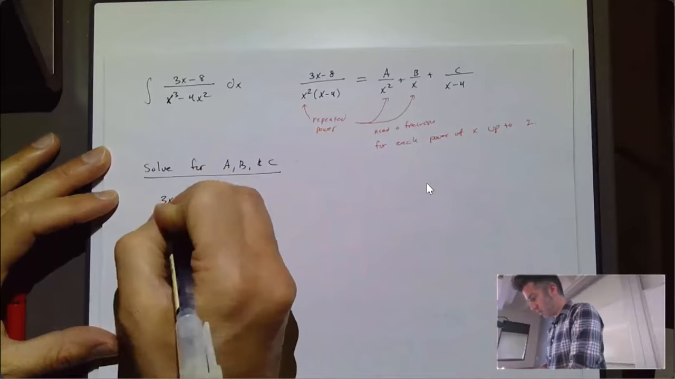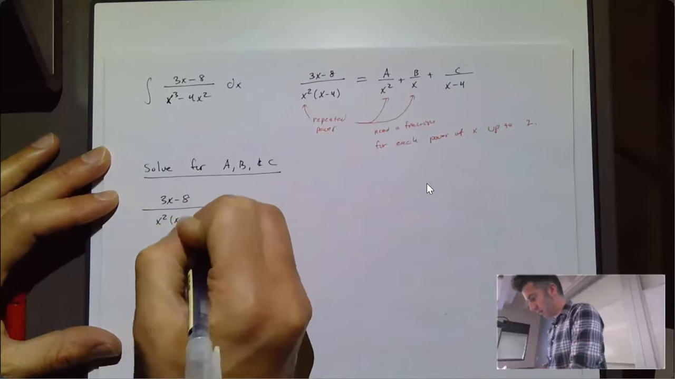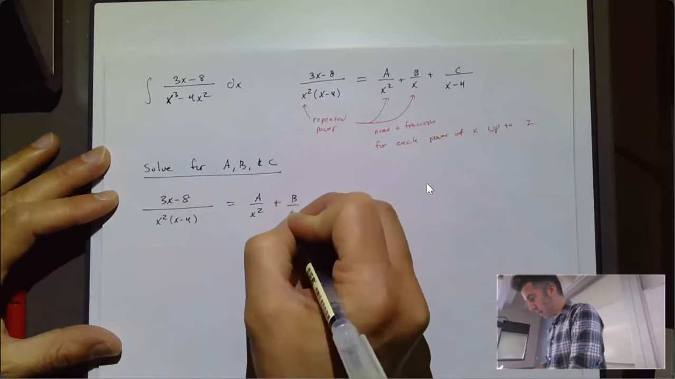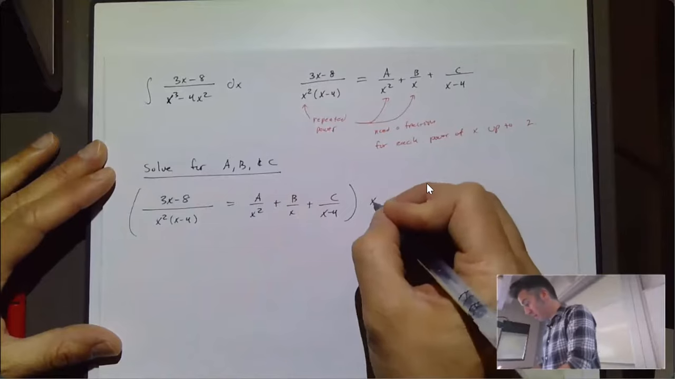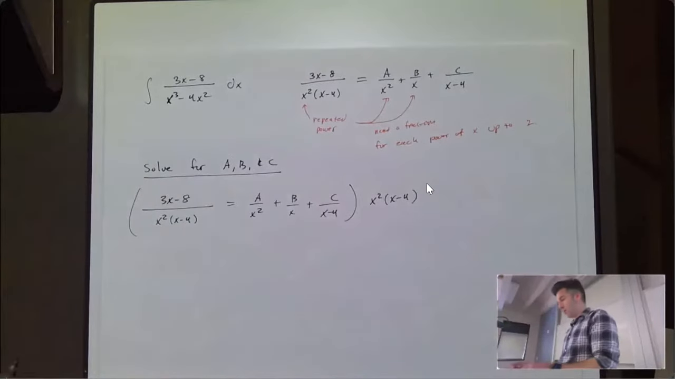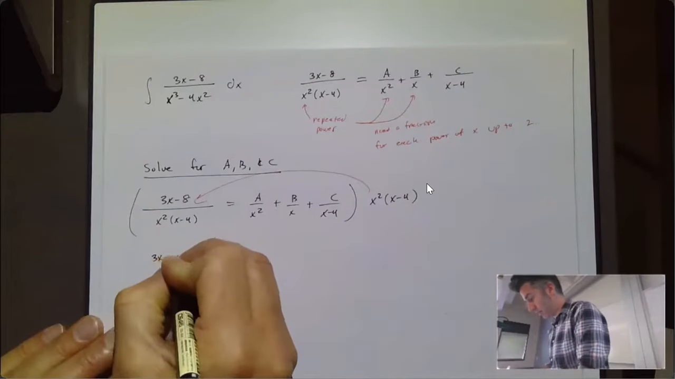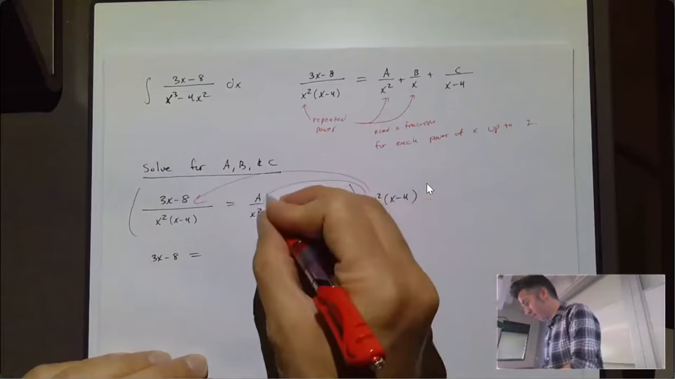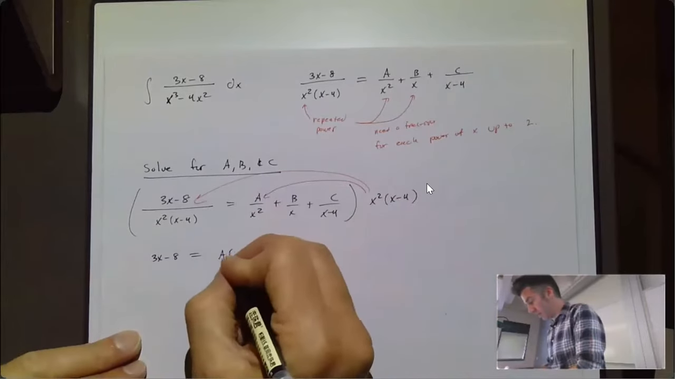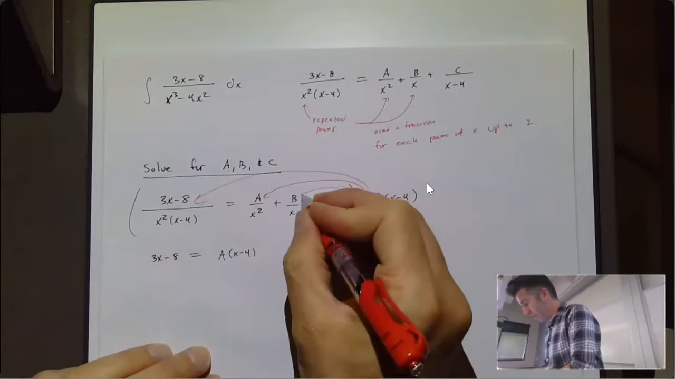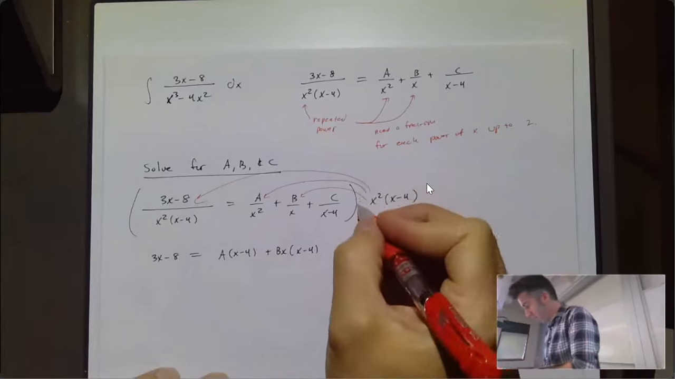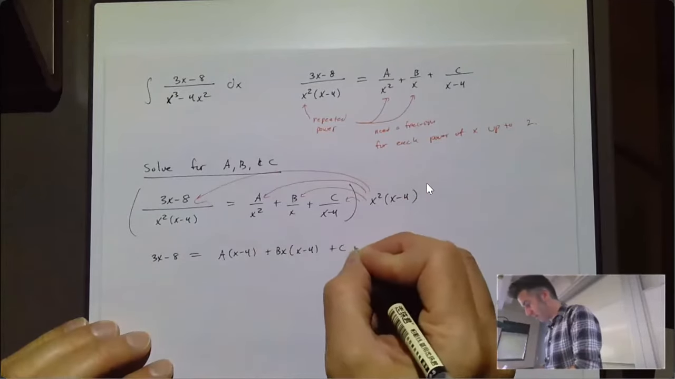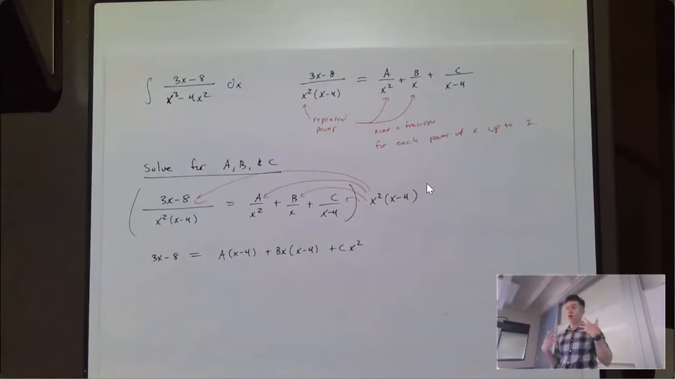Okay, so I'm going to take this equation, 3x minus 8 over x squared times x minus 4 equal to a over x squared plus b over x plus c over x minus 4. And we're going to multiply both sides of this equation by the common denominator, x squared times x minus 4. When you multiply the left piece, the denominators just cancel, and you're left with the numerator, 3x minus 8. When you multiply here, the x squareds cancel, and you're left with a times x minus 4. Multiply here, one of the x's cancels, and you're left with b times x times x minus 4. And finally, when you multiply here, the x minus 4's cancel, and you're left with c times x squared. Whenever you do this, all the denominators should cancel.